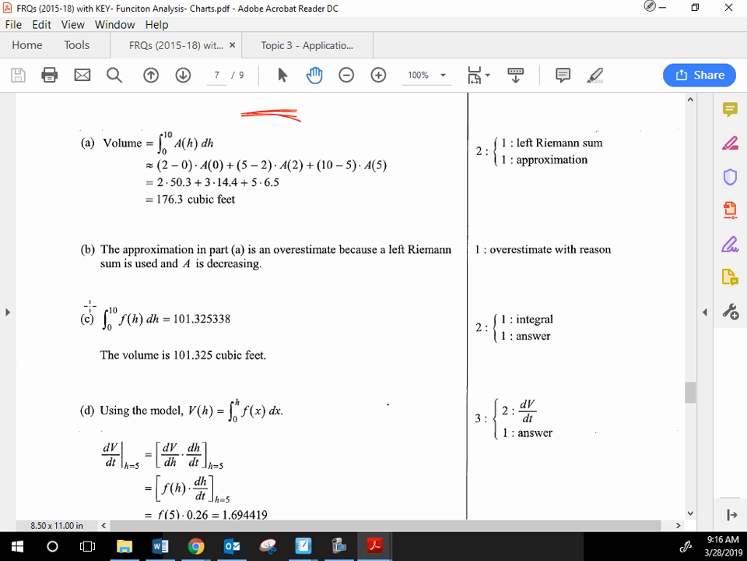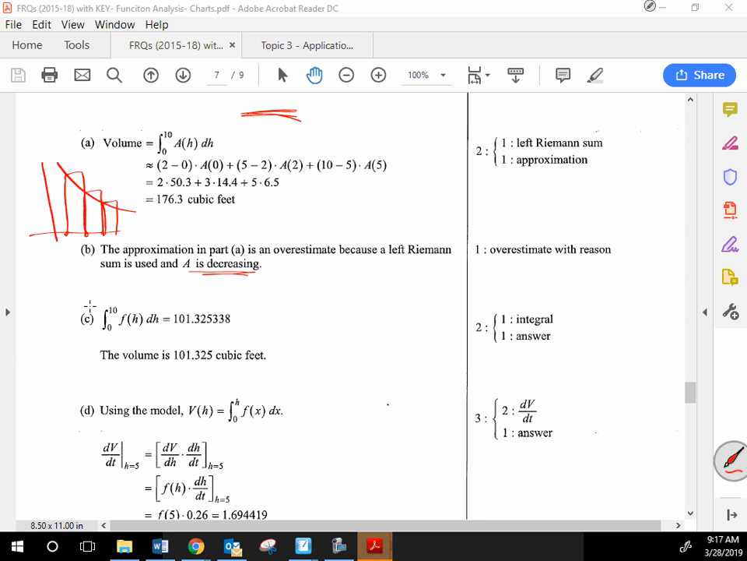So B is asking whether it is an over or underestimate. They didn't tell us the function itself, but they did tell us that the function was decreasing. When we have a function that's decreasing and we did a left Riemann sum, it's going to be an overestimate. It's not that we knew what the function looked like, but they gave us the information that it was decreasing. So it's an overestimate because it's a left Riemann sum and our function is decreasing. 1 point for your overestimate would be your reason.